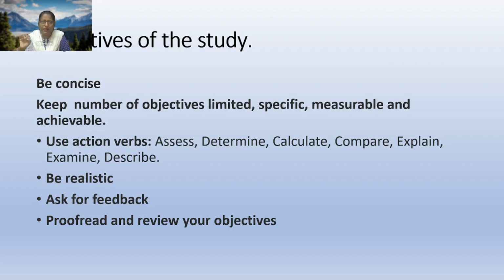Okay, then I am giving you the important tip here, that is to use action words. The objective should start with words like to assess, to determine, to calculate, to compare, to explain, to examine, to describe. The objectives should start with these words, very, very important, and they should be very realistic. And here, if possible, when they publish the article, the researcher should ask for feedback. By this, they can improve their writing skills. Then proofreading and review of the objectives is very, very essential while framing the objectives in research articles.